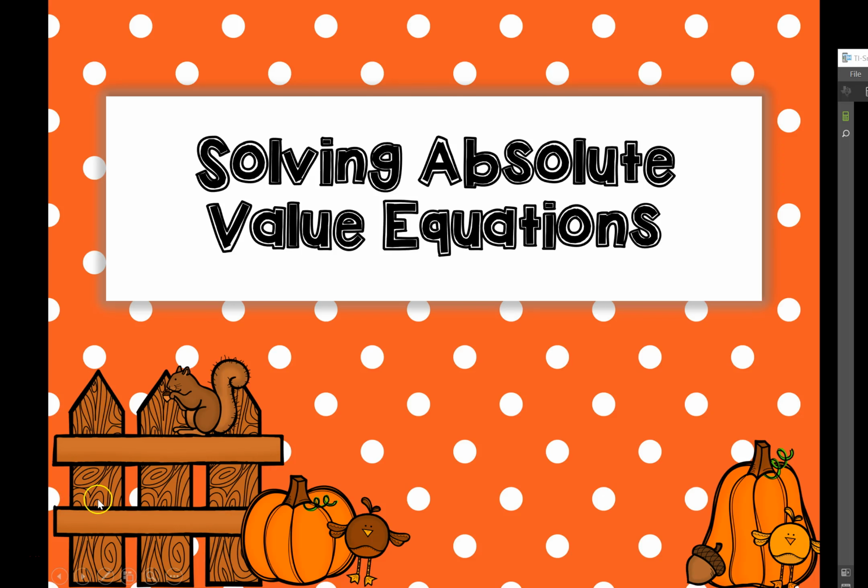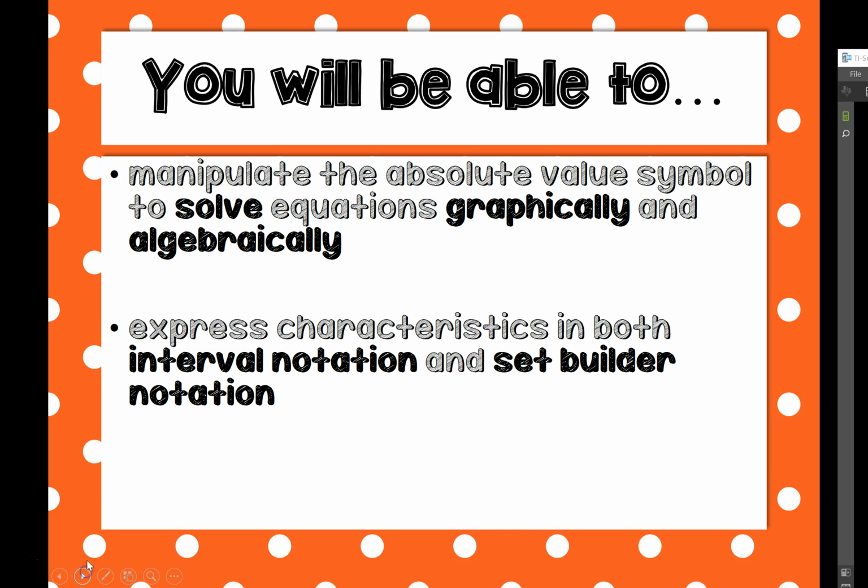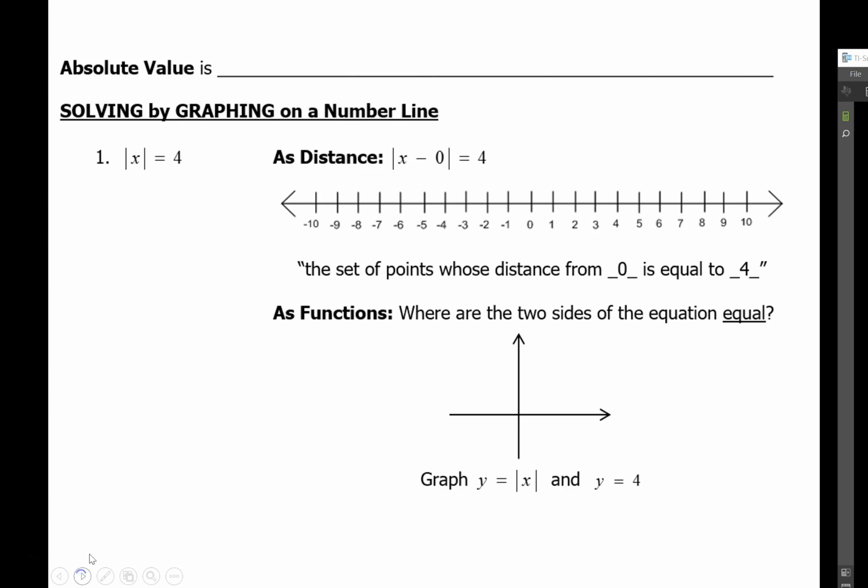Hi everyone, in this video we are going to be talking about how to solve absolute value equations. You are going to learn in this video how to manipulate the absolute value symbol so that you can solve the equation both graphically and also algebraically, and that is going to entail a little bit of talk about interval notation and set builder notation since we're going to write our answers in those formats sometimes.